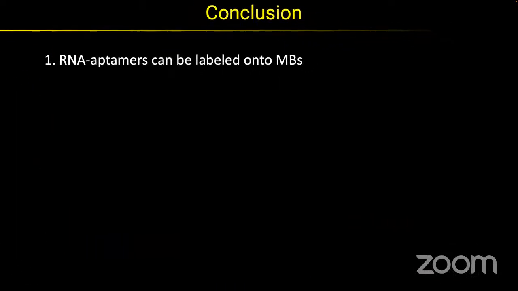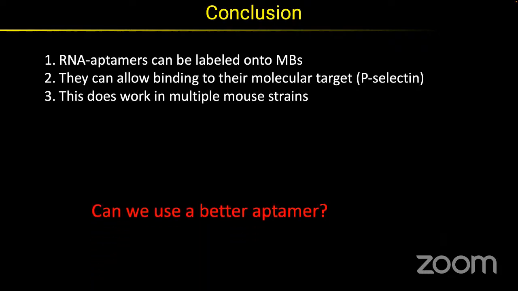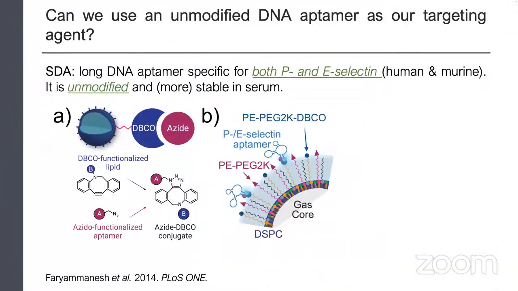So it seems that our RNA aptamers can be loaded onto microbubbles. They allow binding to their molecular target, in this case, P-selectin. And this does work in multiple mouse strains, which is great. Now we wanted to ask if we could use a better aptamer. Now, the previous aptamer that we used was this RNA aptamer that bound specifically to P-selectin. It was kind of our first introduction to the world of aptamers.